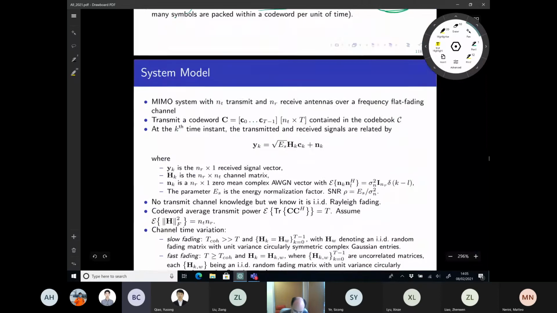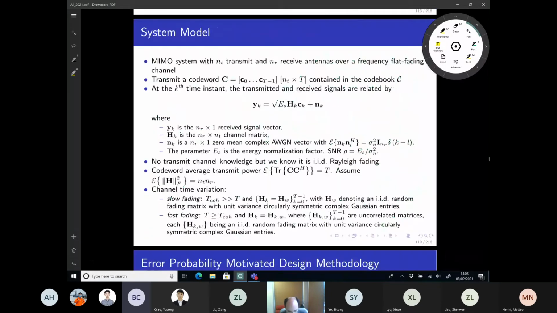Right. So the system model we're going to play with is the following one. Still no change compared to what we had before. We're going to have NT transmit and NR receive antennas. We're going to have a frequency flat fading channel. So that's the assumption we always had in this module. And now we have a code word that spans T symbol durations. So NT transmit antennas and T symbol durations. Right. And this is contained in a code book C.